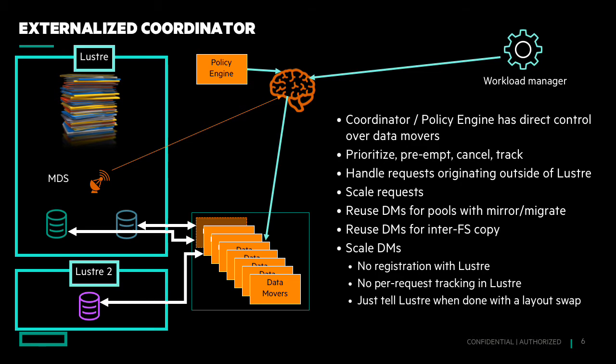Also, you can provide scalable interfaces for your requesters, like a policy engine that dumps a bunch of requests or a bunch of files for a common activity, or the workload manager. You can provide scalable interfaces to operate on bulk movements of files. You can reuse your data movers for all types of data movement. So not just archive restore, not just mirror and migrate, but copying data between file systems, whatever the capabilities of your data movers are able to do.